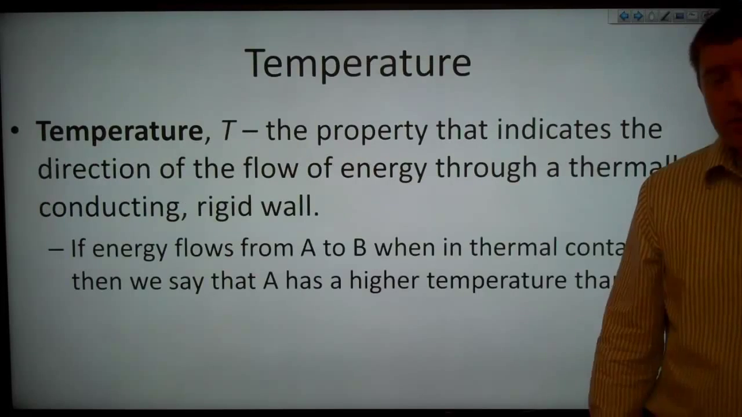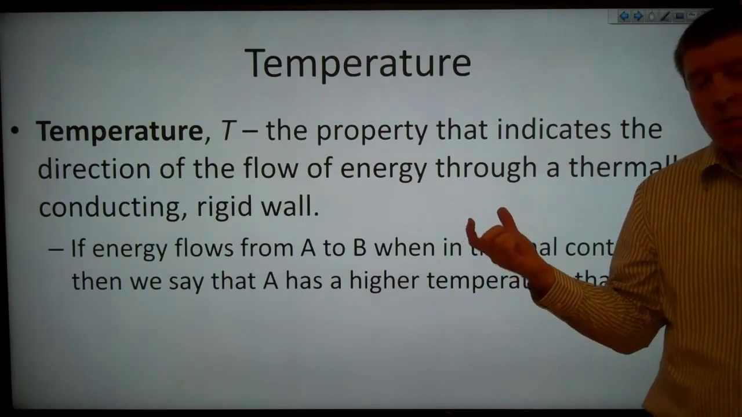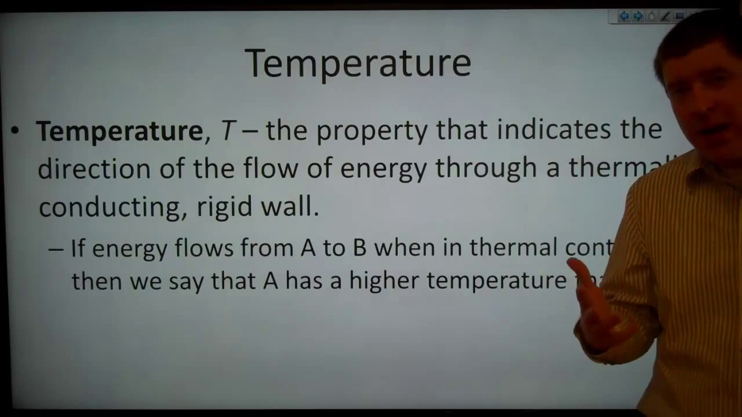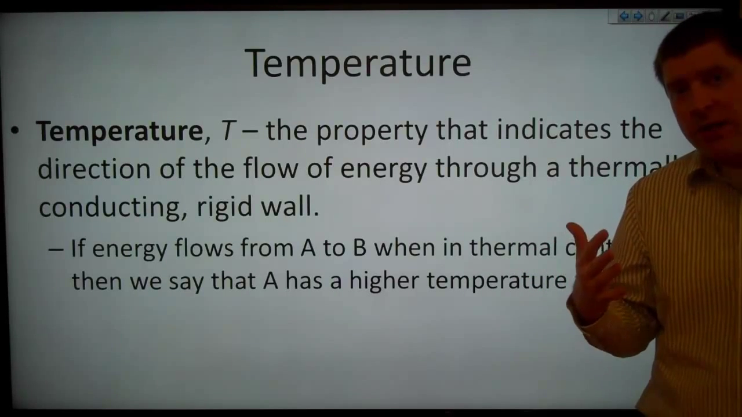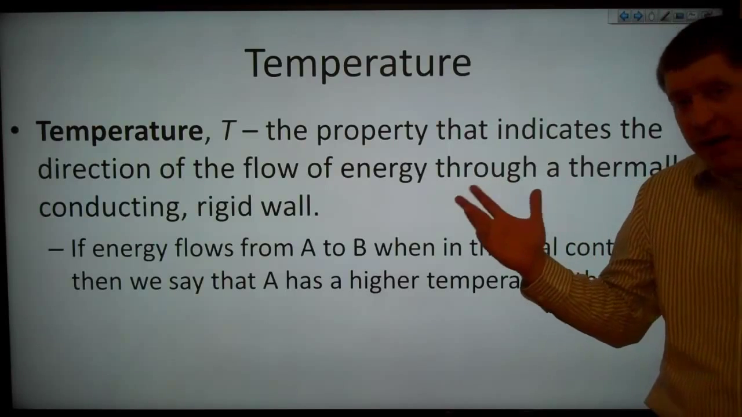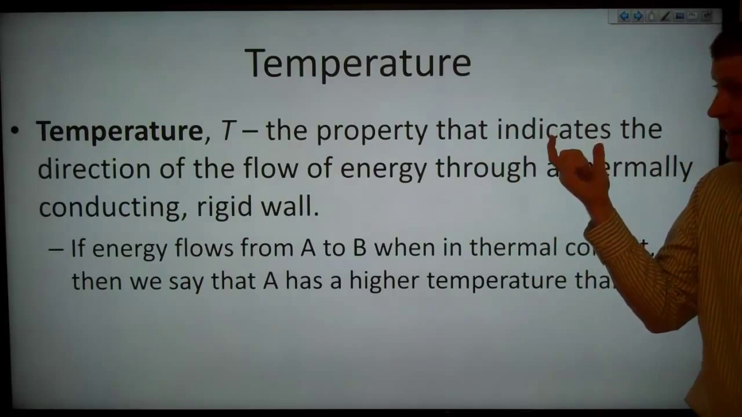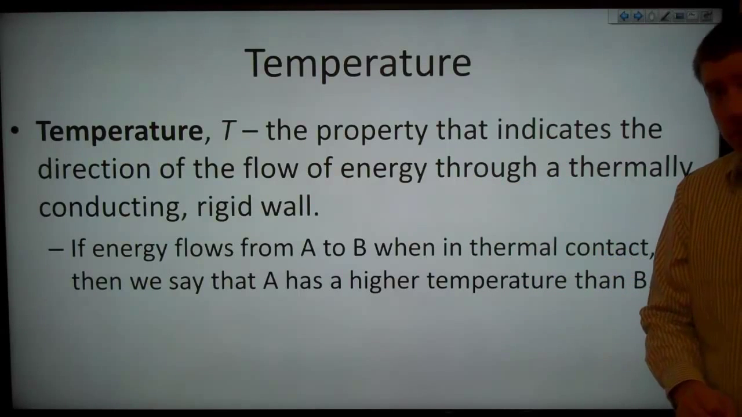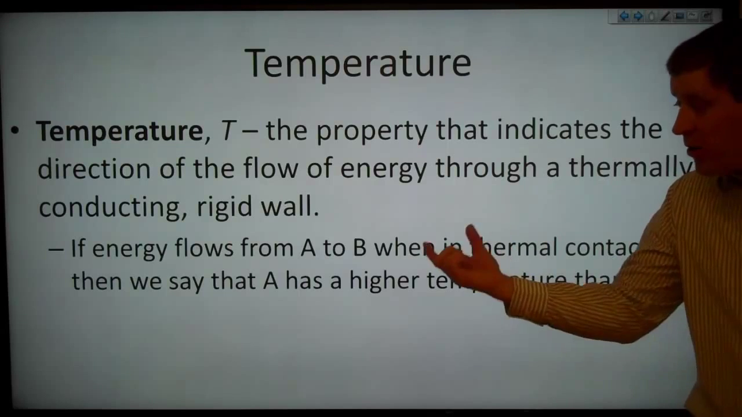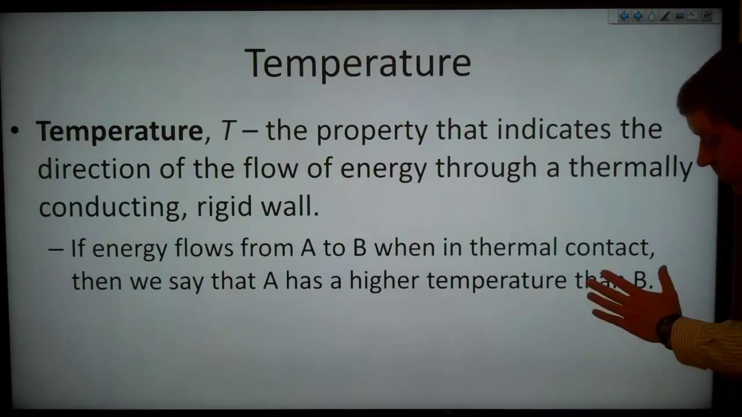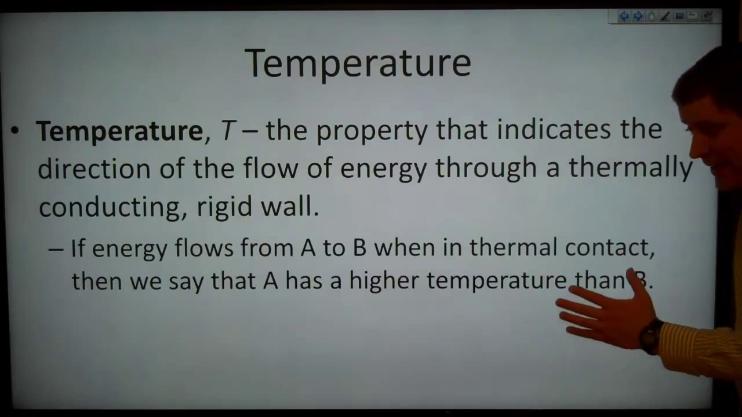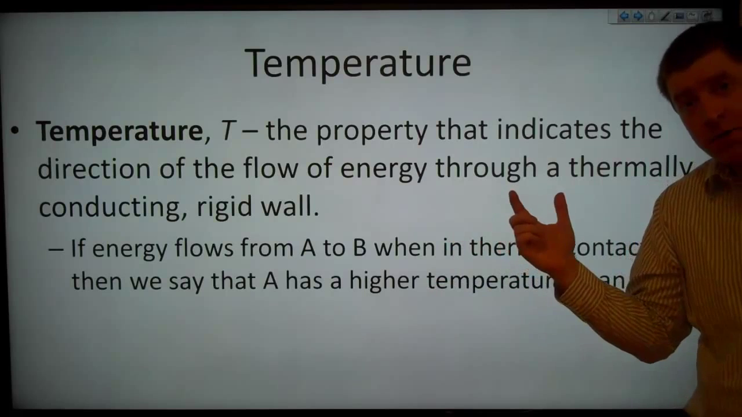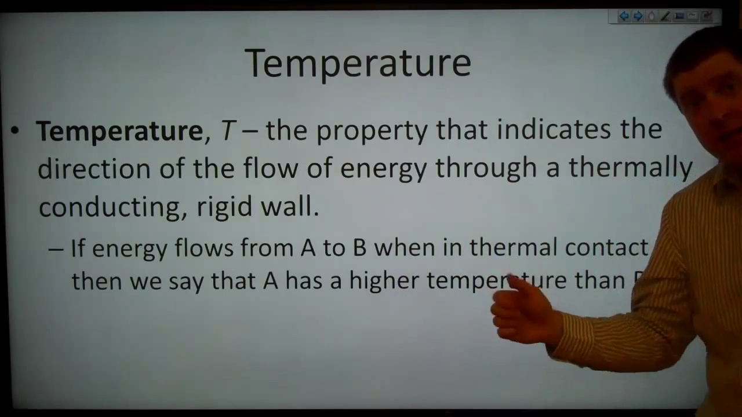So now let's define temperature. You probably know what the temperature of some object is. You have some sense of it. But in physical chemistry, we're going to define this very carefully. We're going to define the temperature T as the property that indicates the direction of the flow of energy through a thermally conducting rigid wall. Now, if energy flows from A to B when in thermal contact, then we can say that A has a higher temperature than B does. If, on the other hand, energy is flowing from B to A, then B has a higher temperature.